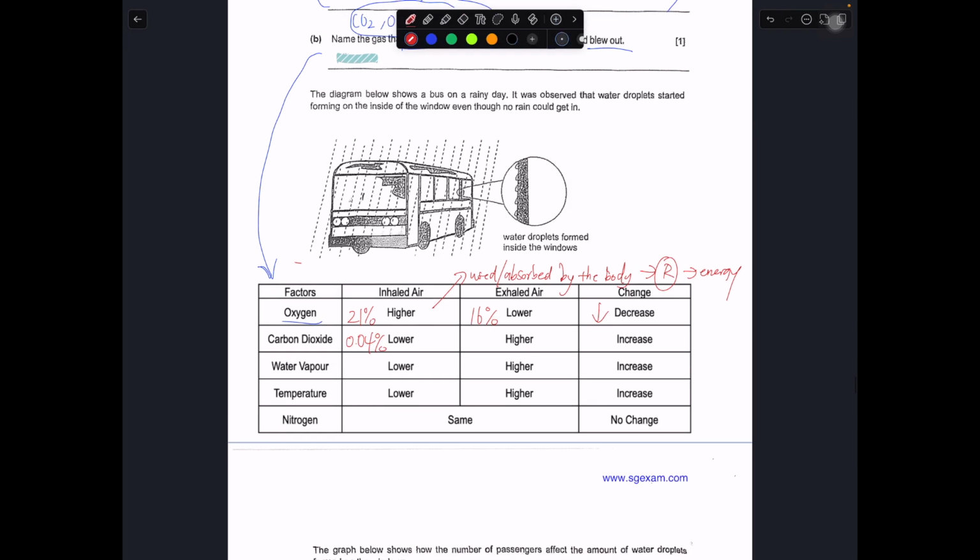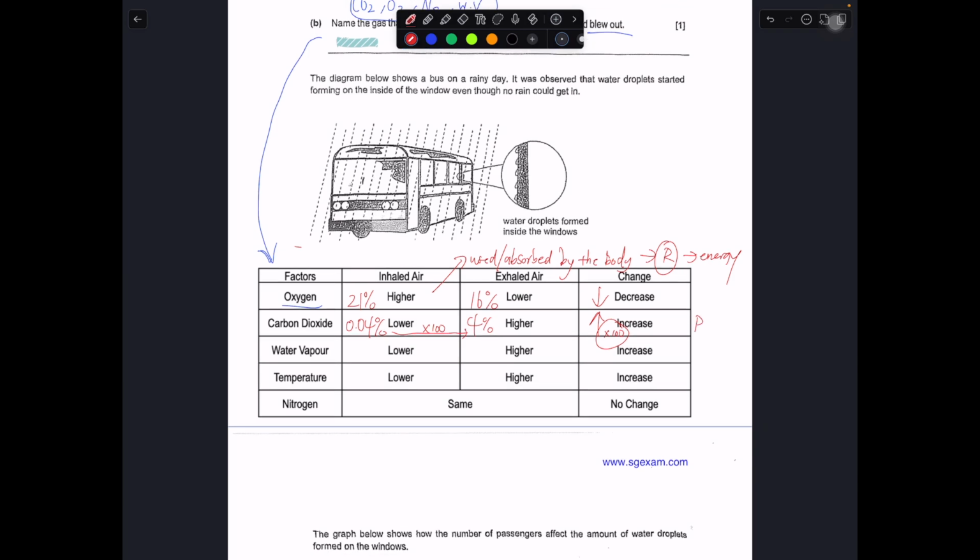Okay, that's the natural percentage of carbon dioxide found in the air that you breathe in. When you exhale out, it will be very, very high, about 4%. So this is about 100 times. So it increases about 100 times. Why does it increase? Because your body during respiration will produce carbon dioxide, and it has to be gotten rid of from your body through your lungs. That's why it increases. Okay, this one is also due to the respiration process.